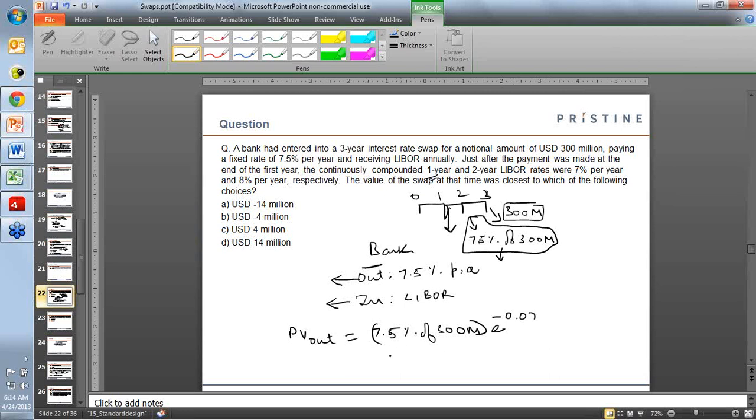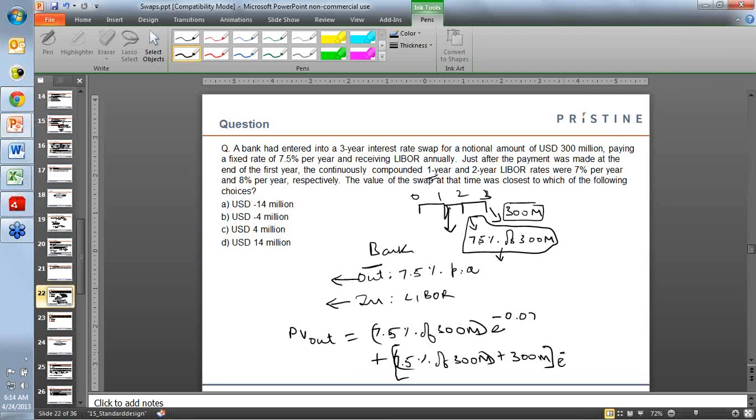Now for the next payment, that is at the end of 3 years, what we have is the same amount, that is 7.5% of 300 million plus the principal that is also paid, and this whole payment will be discounted for 2 years because it is being paid at the end of 3 years, whereas we are presently at the end of the first year.